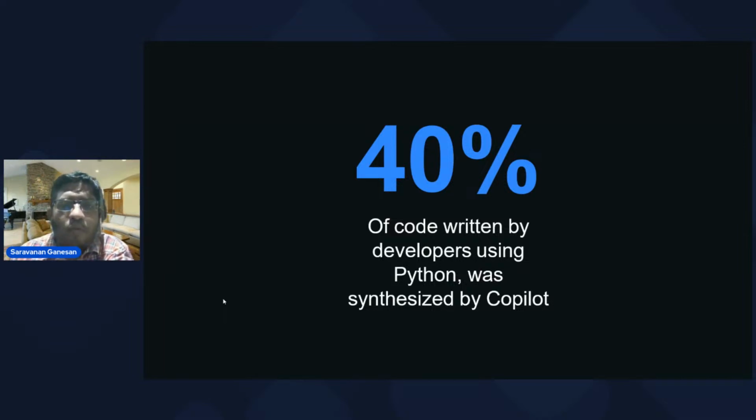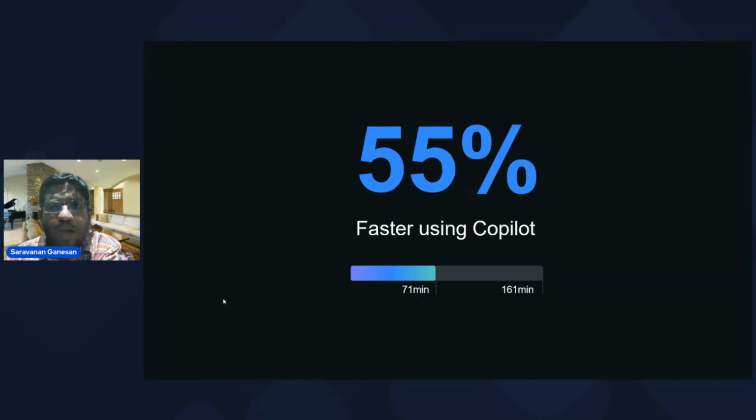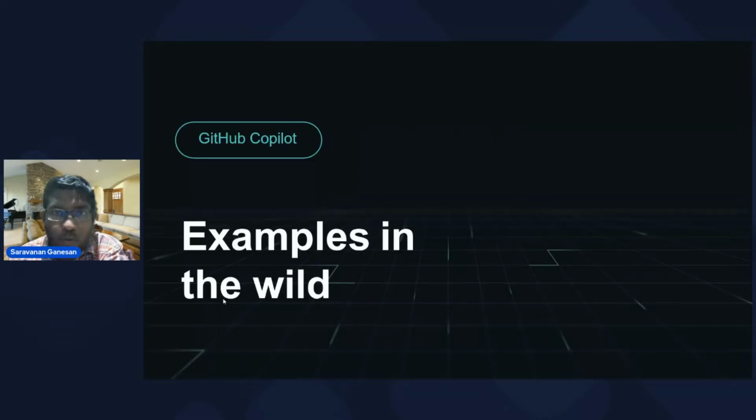So if you see, 40% of code written by developers using Python was synthesized by Copilot. Python has been a very predominantly used programming language here, and we also have .NET and other programming languages. And 50% of the code which has been generated using Copilot is faster when compared to the code which is done by the programmers.